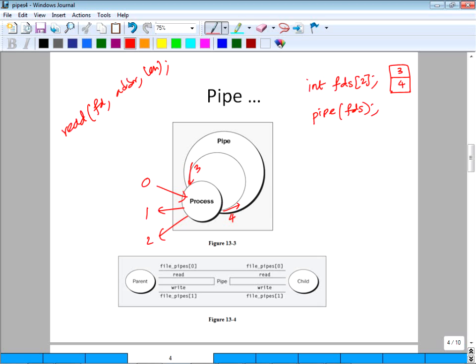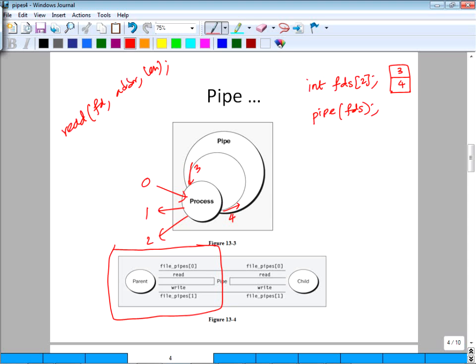So after you create a pipe, see, this is a single process. See, this picture is drawn differently, this portion. And I said FDs, here it says file pipes. So one process is that. That's one process. This is the other process, the new child process. Are you with me so far?